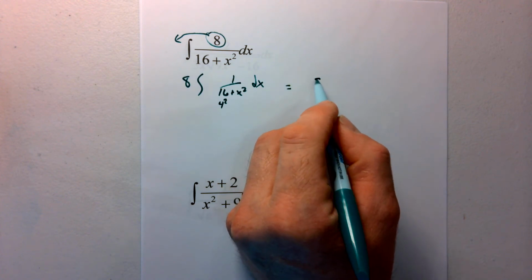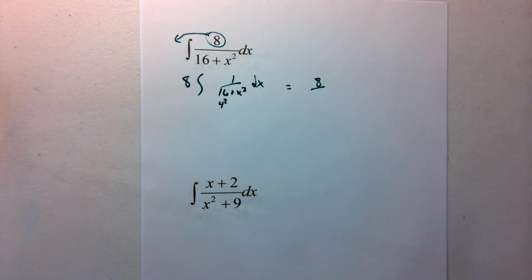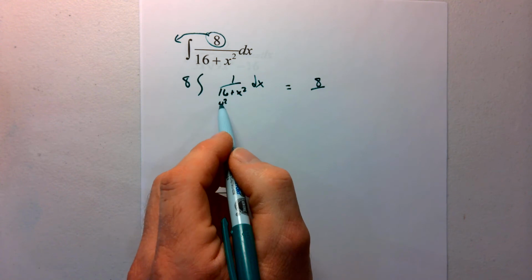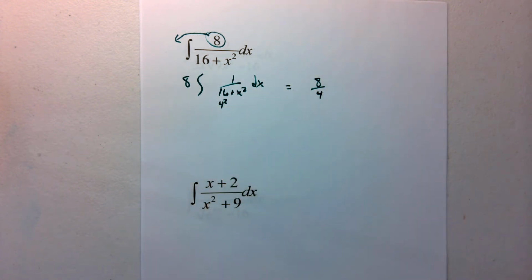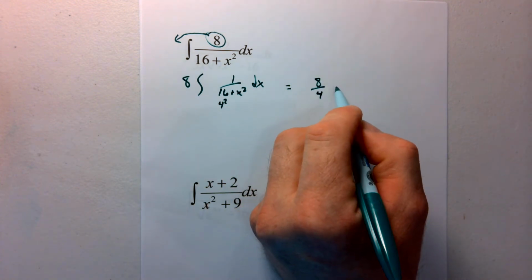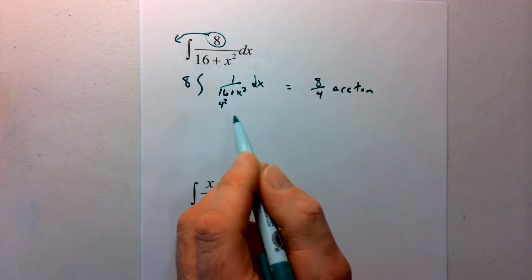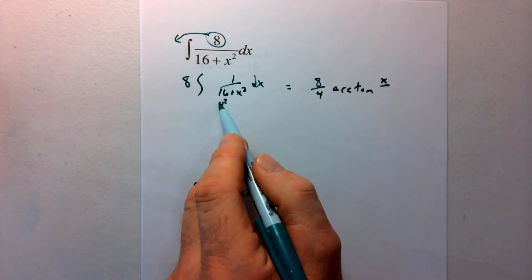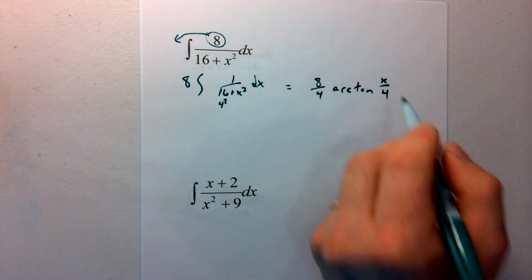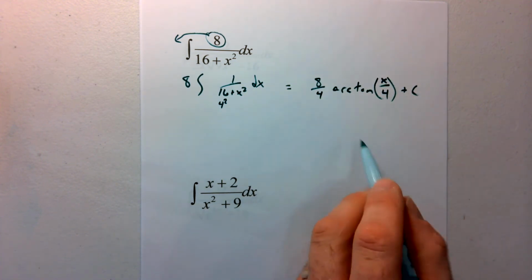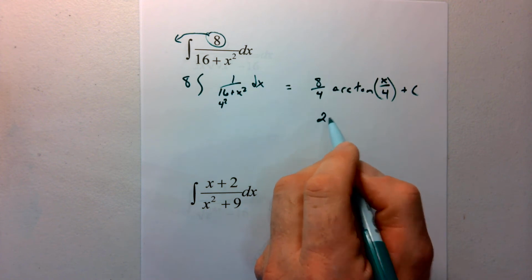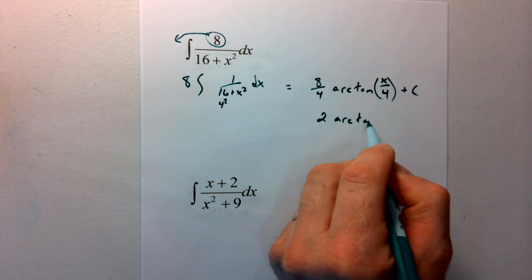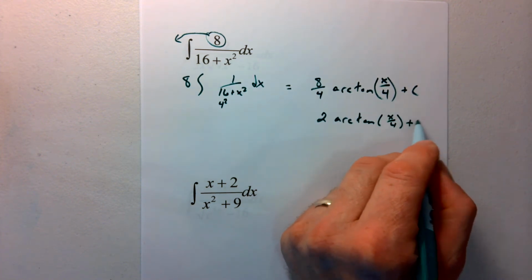So that's going to be 8 times 1 over my a value. In this case, my a value is 4. So I have 8 divided by 4 times the arctangent of my u, which is x, over my constant, the square root there, which is x over 4 plus c. We can reduce that 8 over 4 as being 2 arctangent of x over 4 plus c.